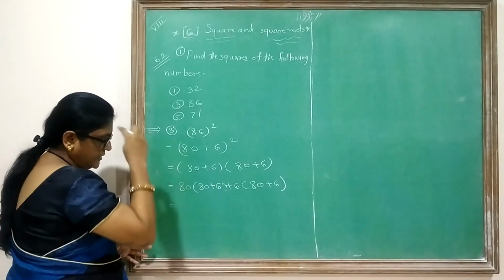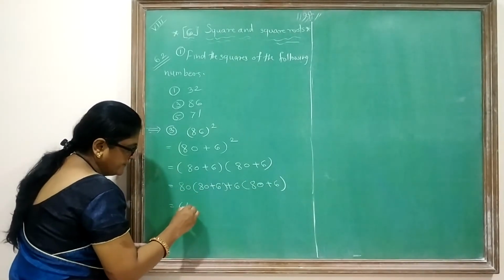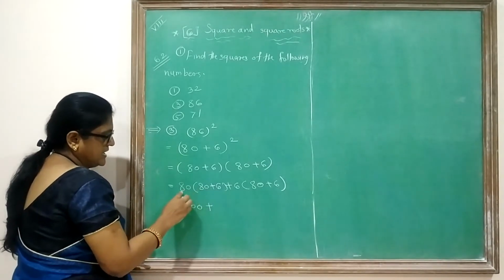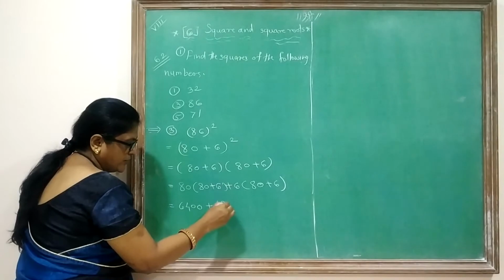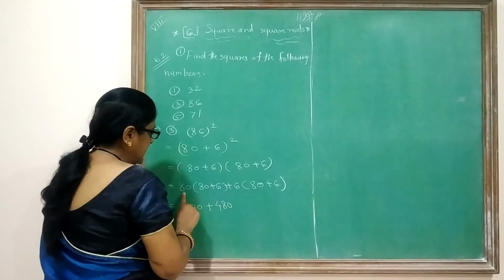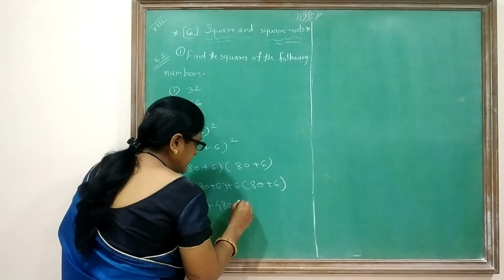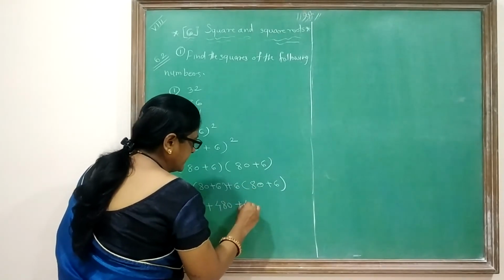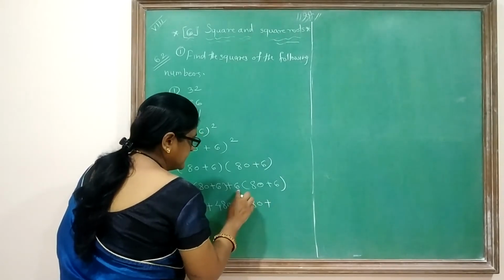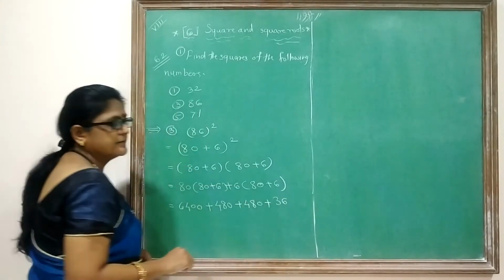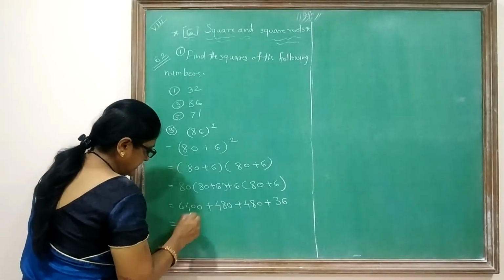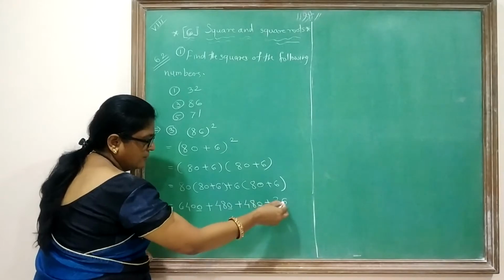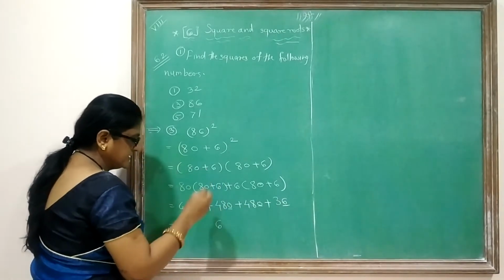Again you will do here 8 into 8 is 64, and with the zeros, 80 multiplied by 80 is 6400, plus 80 multiplied by 6, that is 480. Here also 6 multiplied by 80, 8 sixes are 48, that is 480, then 6 into 6 is 36. Then you will write its addition, that is 0 plus 0 plus 0 plus 6. Then you will write here 6.